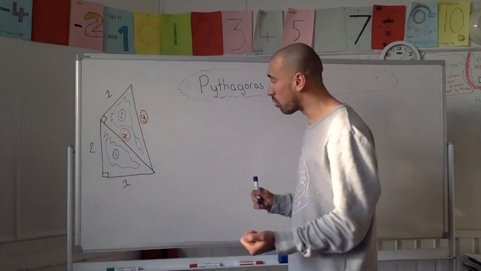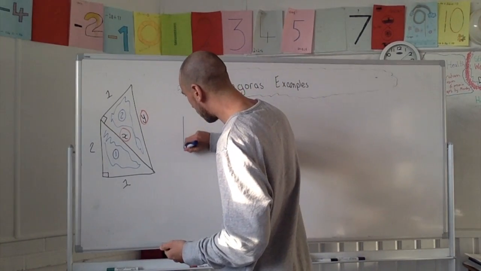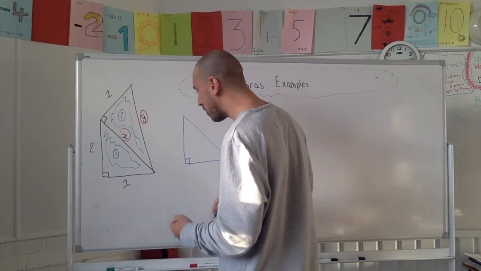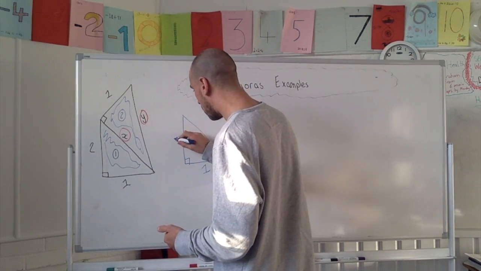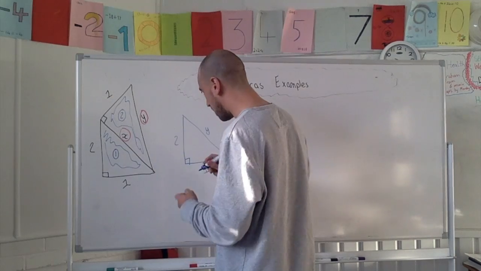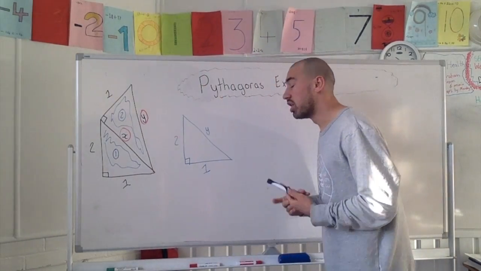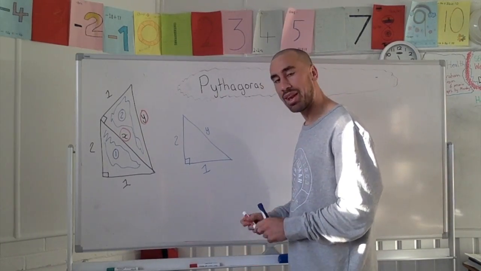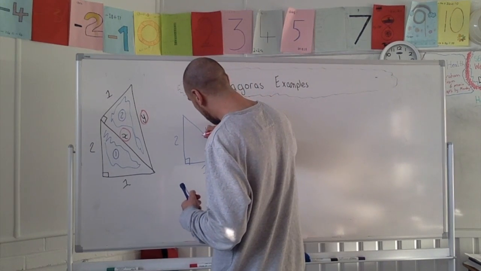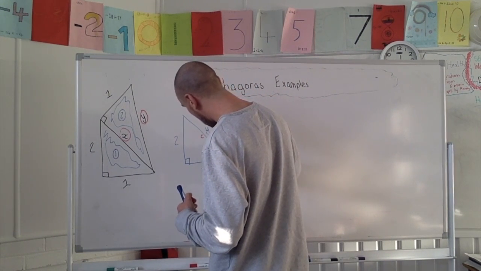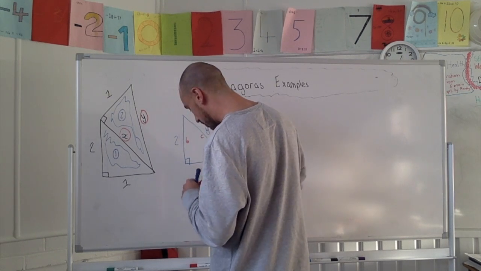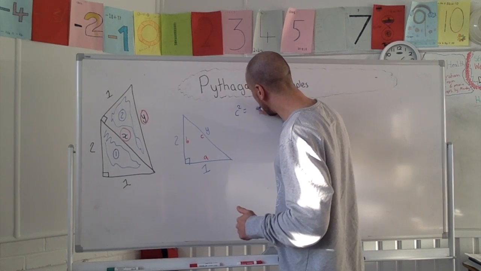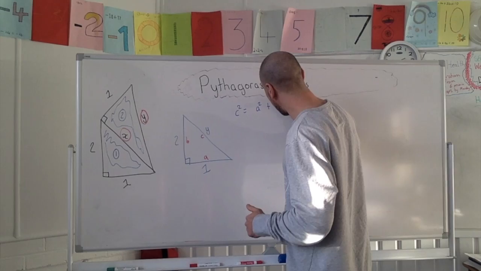So I'm going to redraw that initial triangle. Nice right angled triangle for us to be playing with. 1, 2, and x is the unknown value. So the first step, like with all Pythagoras problems, I will label the triangle C, A, B. And then I'll write out the formula. C squared equals A squared plus B squared.